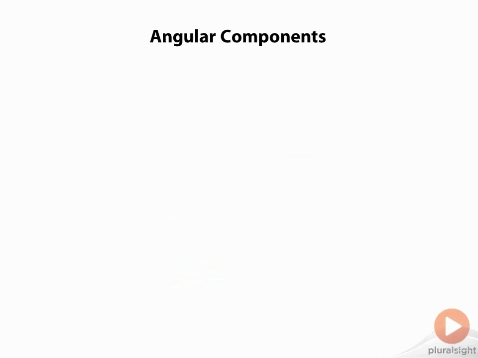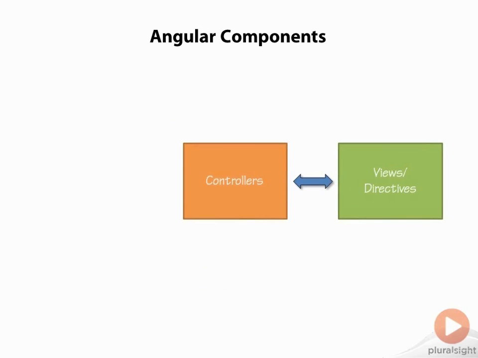Now let's take a look at the primary components of Angular and their relationship to each other. With Angular, everything starts with the controller. The controller is the central player in an Angular application. Controllers contain both logic and state. Next we have the view. Views are made up of bindings and directives. This is how Angular talks to and listens to the user.